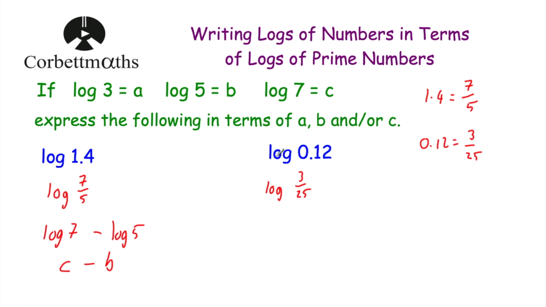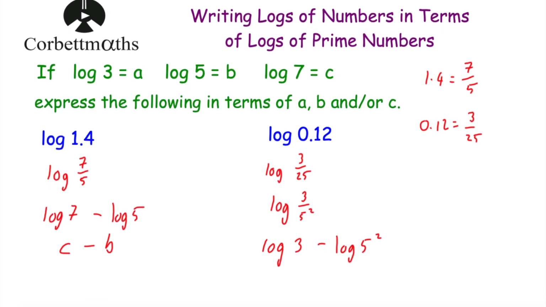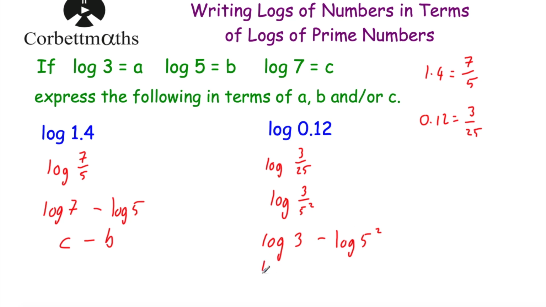Now here we've got 3, that's fantastic, we want the 3 there, but we've got 25 on the denominator. Now 5 squared is equal to 25, so I'm going to write it as the log of 3 over 5 squared, just replacing the 25 with 5 squared. Now this is fantastic, because we've got our 3 and our 5, we can split this up into the log of 3 subtract the log of 5 squared. And then we can bring down that power, we can bring down the 2, so it's going to be the log of 3 subtract, bringing down the 2, 2 log 5.